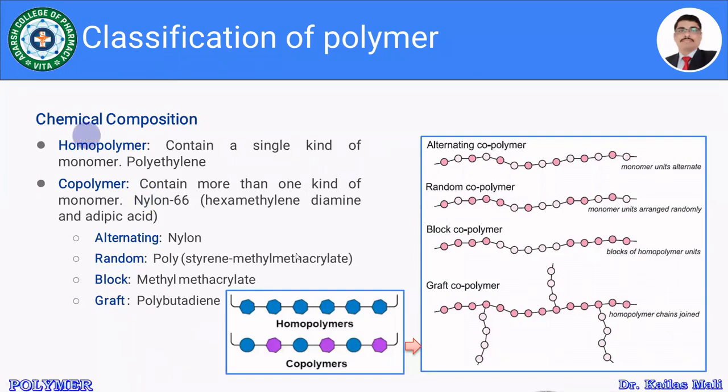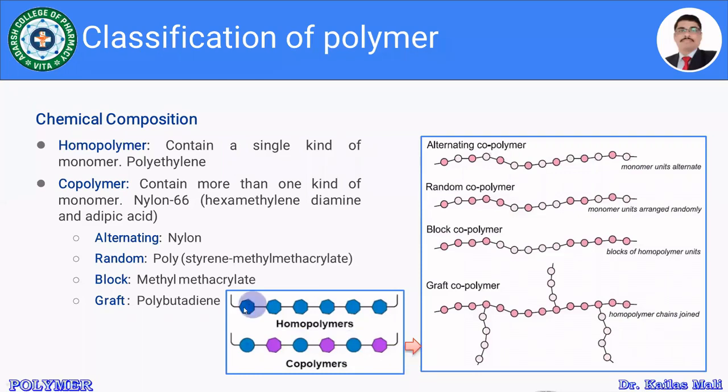So homopolymer, here I have shown the example diagram of the homopolymer and the copolymer. In the case of homopolymer, which contains a single kind of monomer, then it is said to be the homopolymer. For example, polyethylene. In the case of copolymers, it consists of more than one kind of monomer. Say here the blue and one more is there which is alternating, then it is said to be the copolymer.